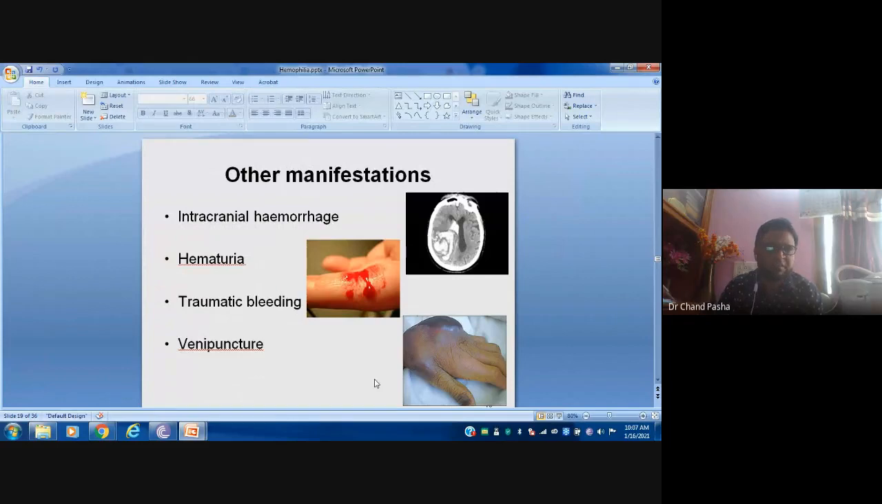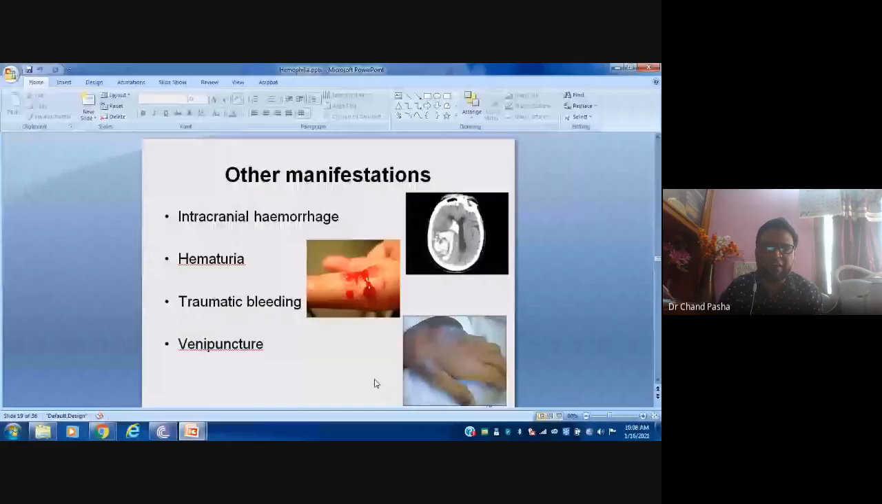And vein punctures: generally whenever IV fluids are being given to persons, this goes in a proper way, but sometimes a lot of hematoma forms. You can see in this image, this kind of structure is created there by vein punctures.